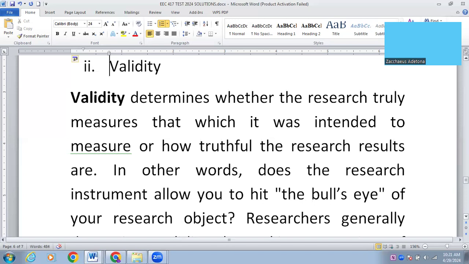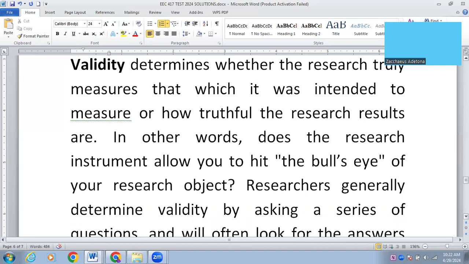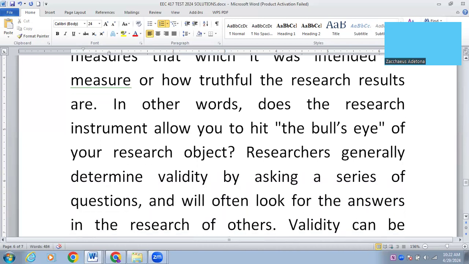So validity determines whether the research truly measures that which it was intended to measure, or how truthful the research results are. So in other words, the question that must be borne in mind is, does the research instrument allow you to hit the bull's eye of your research objectives? So the researcher generally needs to determine validity of a research instrument.